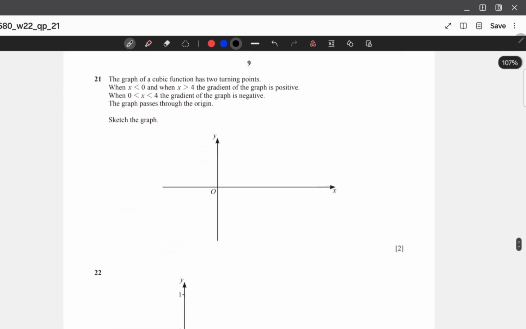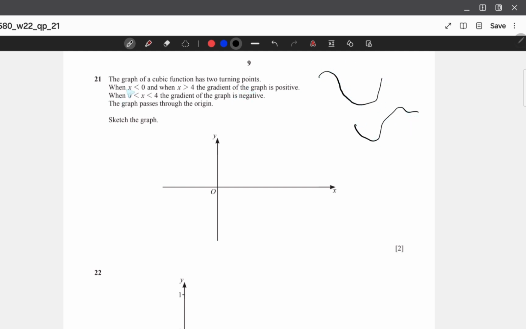Alright, moving on. Number 21 now. So we are asked to graph the graph of a cubic function. Generally, you first know that a cubic function graph looks something like this, right? It can be something like this. So we know that our cubic function is a curve like this. A cubic function has 2 turning points, right? It can be here or here or here or here.